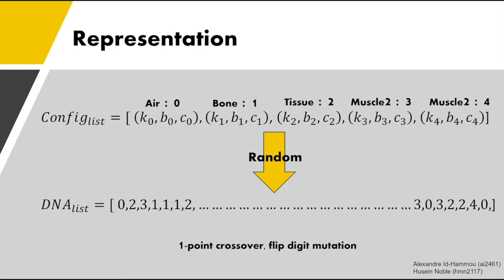To actually evolve those robots, we came up with a pretty straightforward representation. We built a configuration list containing 5 types of springs. The first one is air, to evolve the structure of the robot itself, and then the others are bone, tissue, muscle 1 and muscle 2, to evolve the actuating parameters of our robot. Then we generate a list called DNA, containing only digits from 0 to 4 corresponding to those 5 types. That allows us to do crossover and flip a digit for the mutation, and it gave some pretty cool results.